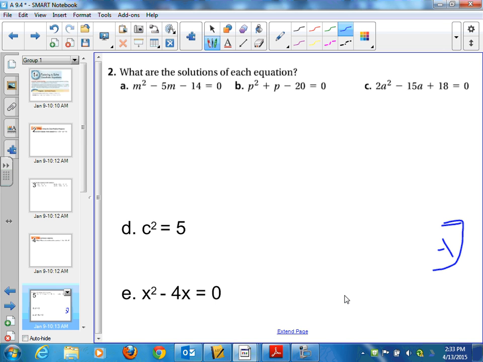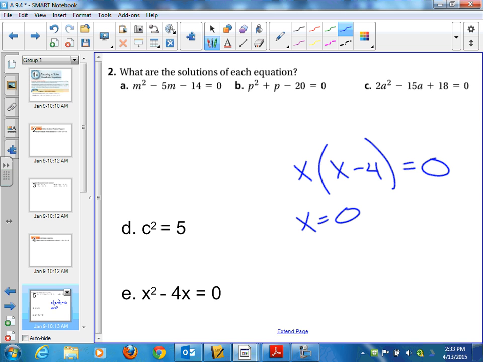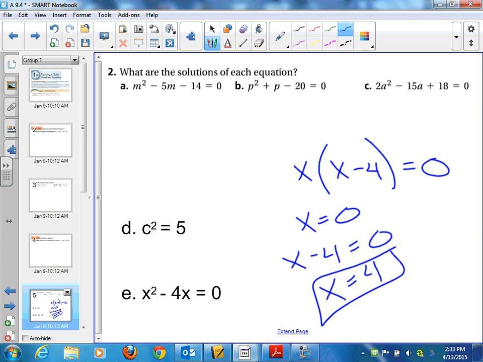Think of a number or a letter you can factor out of both the first and second term. You could factor out an x, leaving you with x minus 4 equals 0. Your first answer for this one is, if you cover up the first one, x equals 0. Your second answer would be x minus 4 equals 0, but when you move the 4 over, it becomes a positive 4.